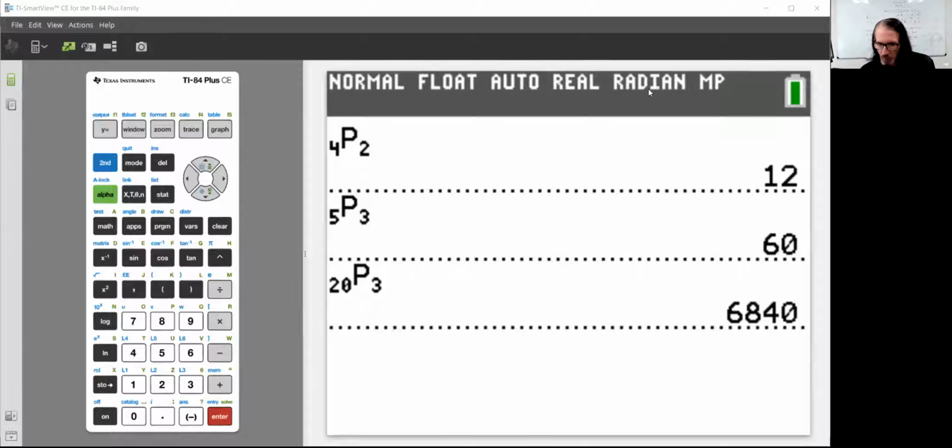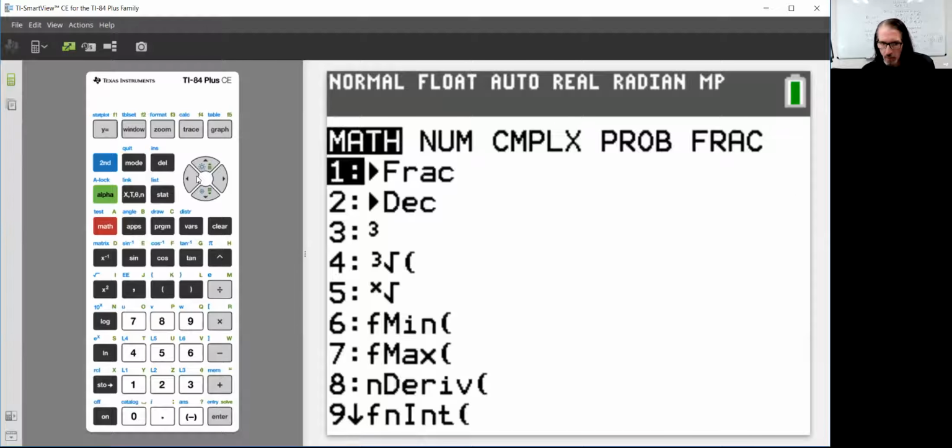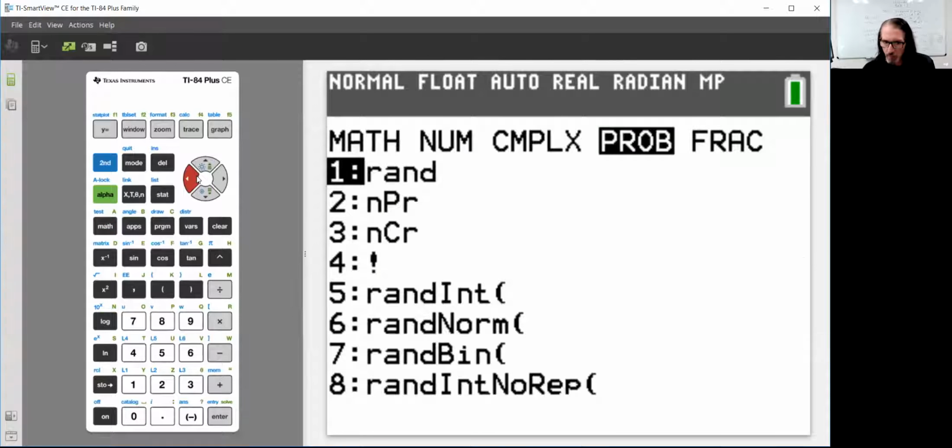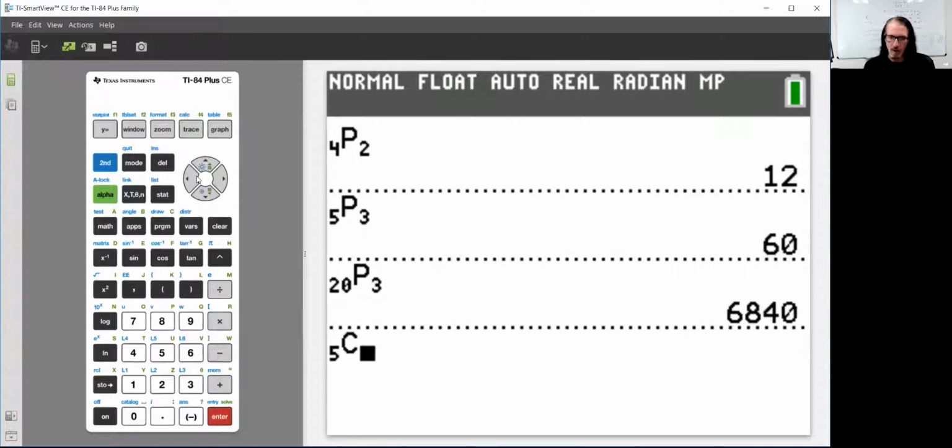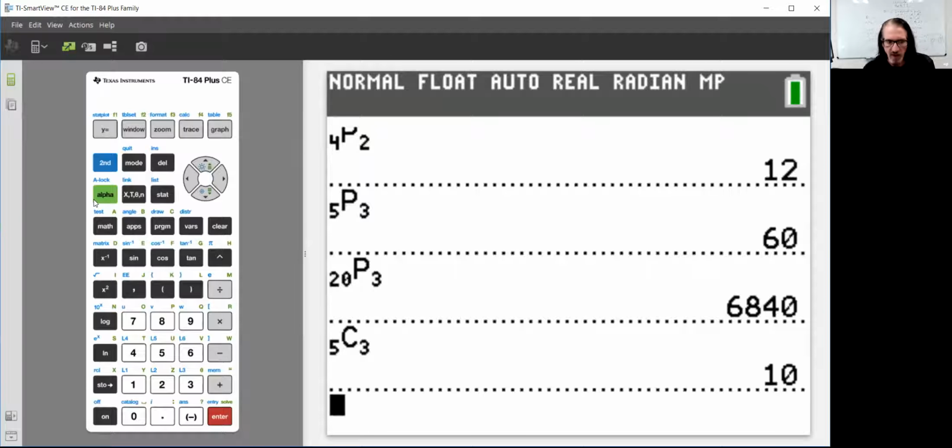So type your value for n first, and then math and the probability submenu. This one is our third option. And we had to pick without repetition or order 3 things. There's 10. Now, also notice this.